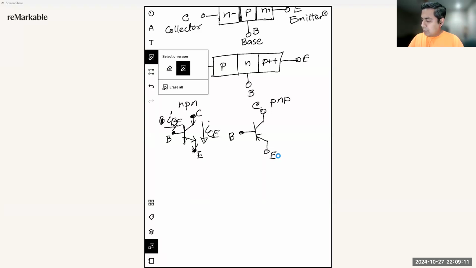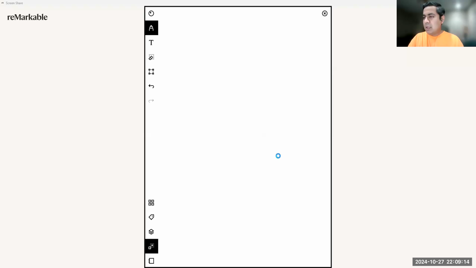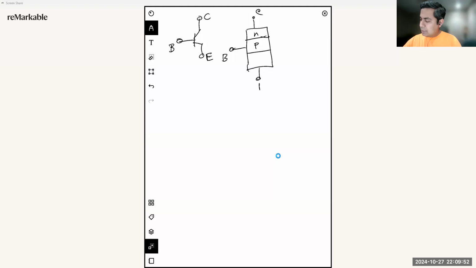Okay, so let's go into a little bit more detail on the operation, how the collector and emitter actually work. So let me draw a circuit. This is our base, collector, and emitter. If we want to represent it again in terms of the device regions, this is our base, which is going to be P-type. This is the collector, and this is the emitter.